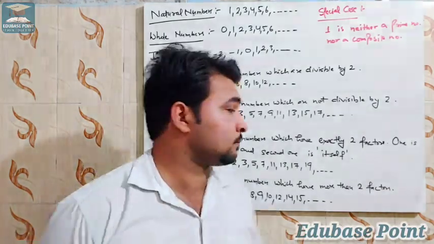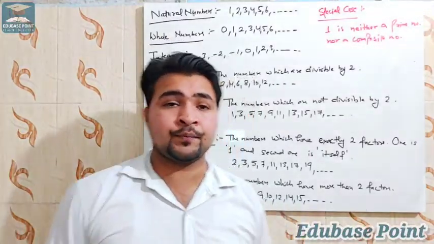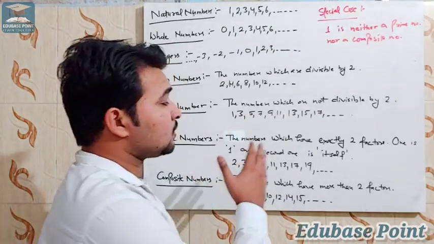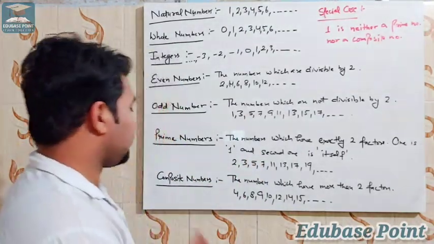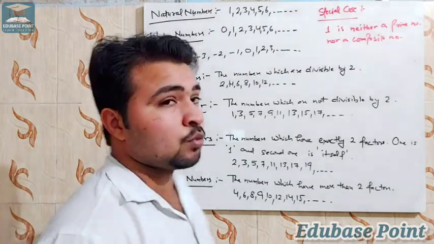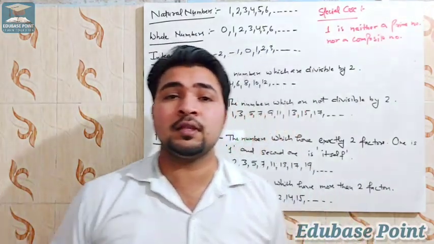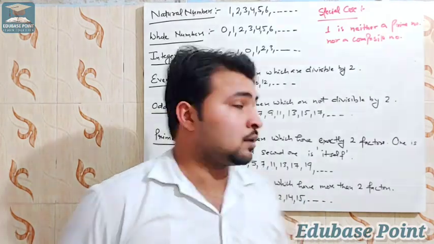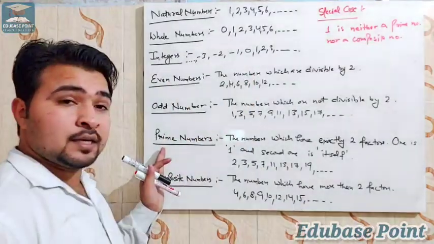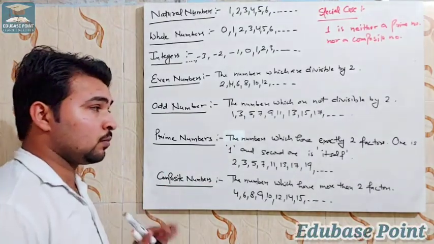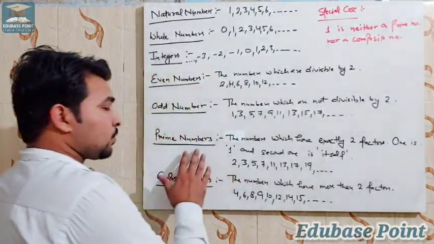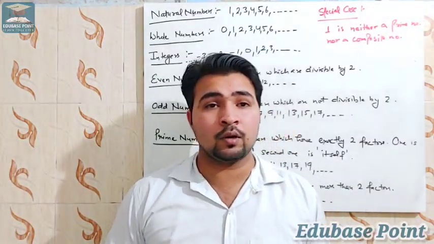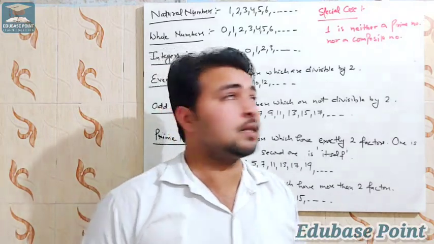Why? The question arises, why? You can see that prime numbers are the numbers which have exactly two factors, and composite numbers are the numbers which have more than two factors. But in the case of 1, there is only one factor, which is 1. So we can say that 1 is neither a prime number nor a composite number. No condition of prime number and composite number applies. These are the numbers.